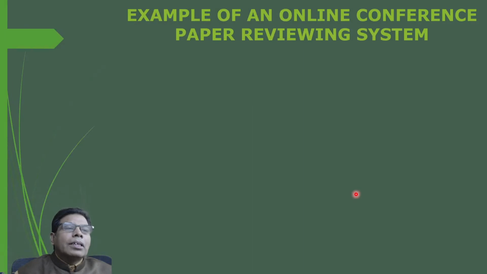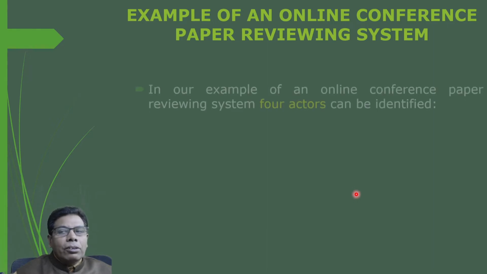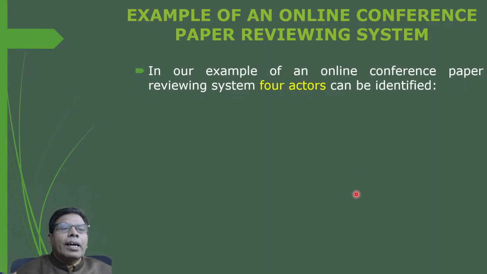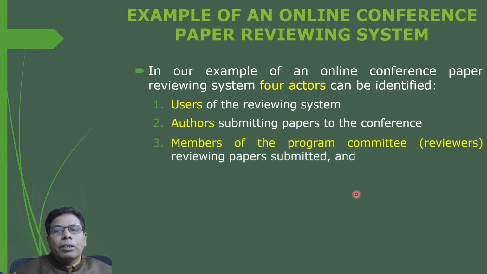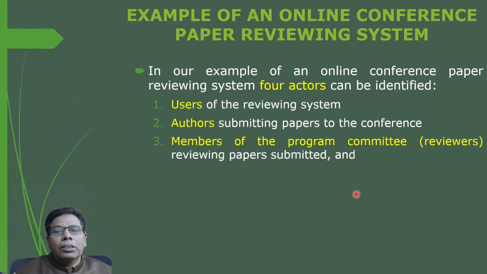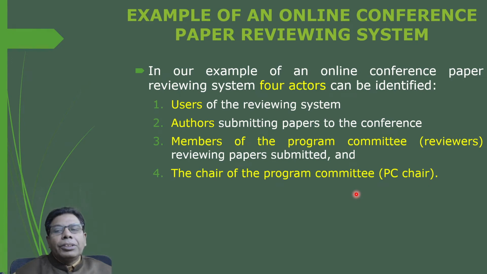Then let us go to the example of an online conference paper reviewing system. So in our example of the online conference paper reviewing system, 4 actors can be identified. First is the user of the reviewing system, then authors submitting papers to the conference, and members of the program committee. They are the reviewers reviewing papers which are submitted, and the chair of the program committee, that we call the PC chair. So these are the 4 actors which are identified for the system.